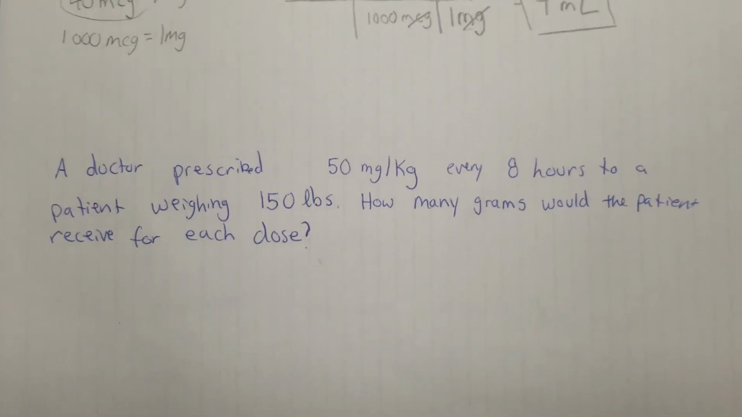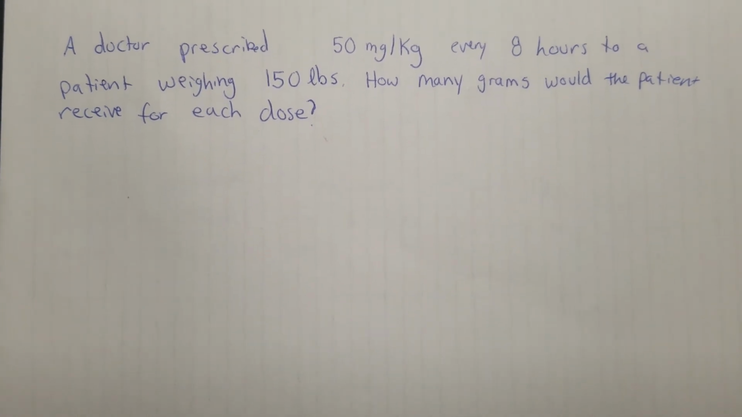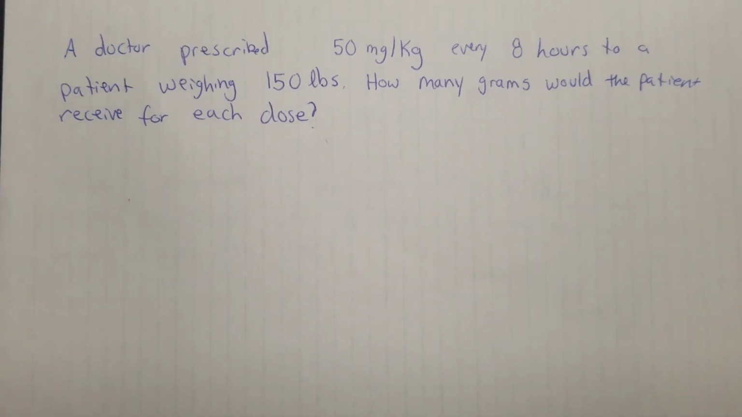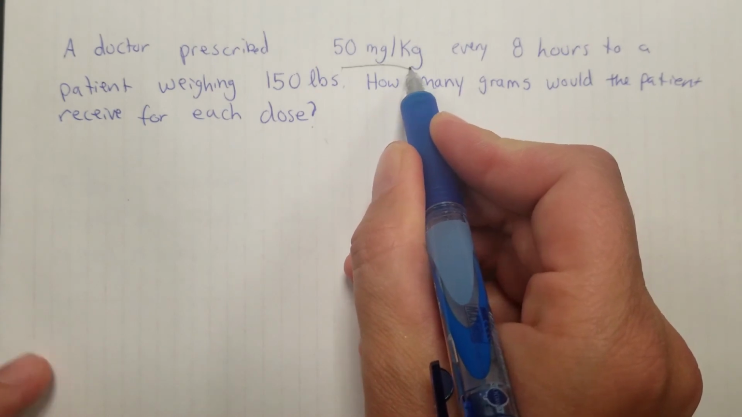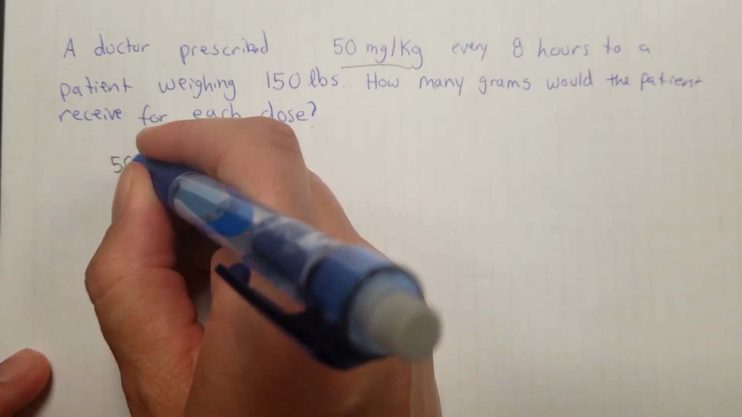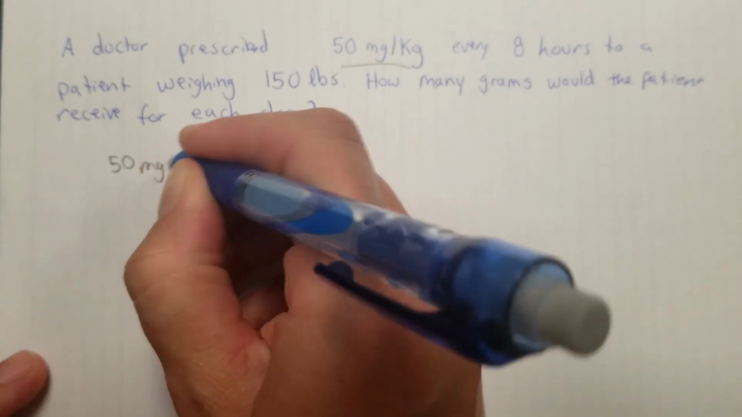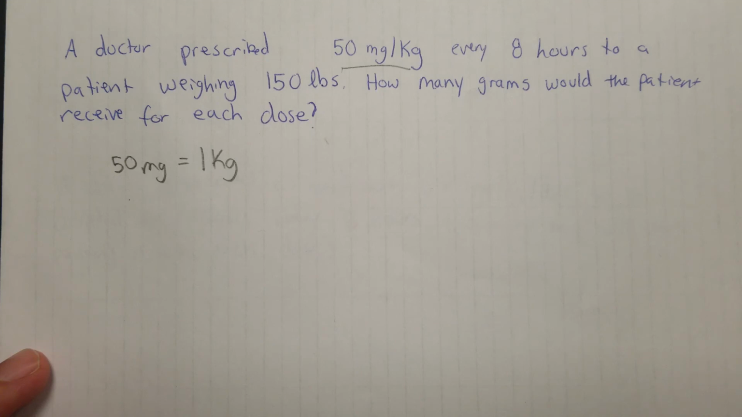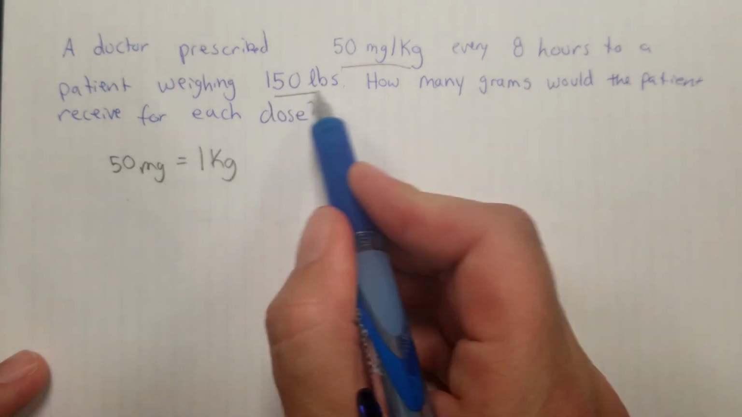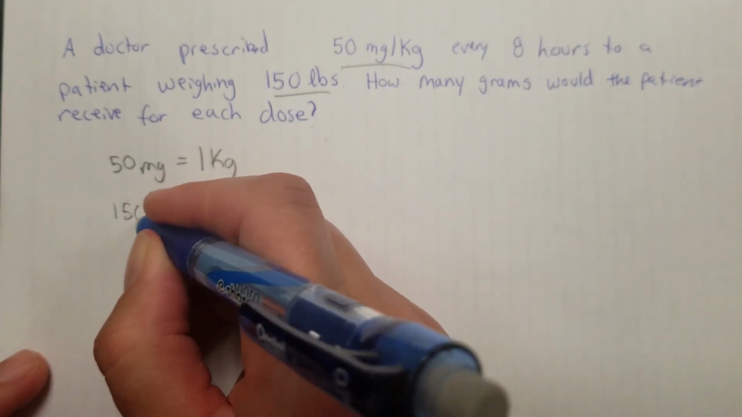So let's look at another one. The next one that we're going to look at is a doctor prescribing a 50 milligram per kilogram dose every 8 hours to a patient weighing 150 pounds. So how many grams would the patient receive for each dose? Well, remember, this is a conversion factor, so I'm going to write it as such: 50 milligrams for every 1 kilogram that that person weighs. The weight we have for the person is 150 pounds.